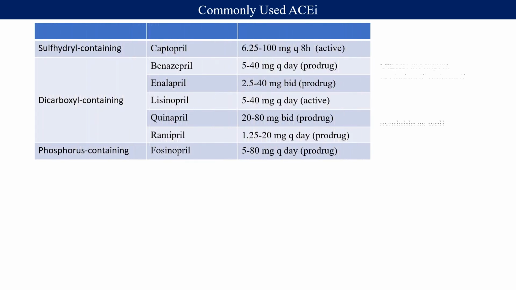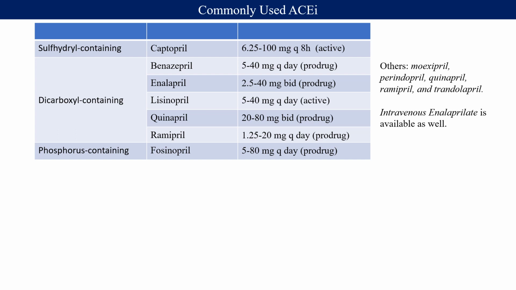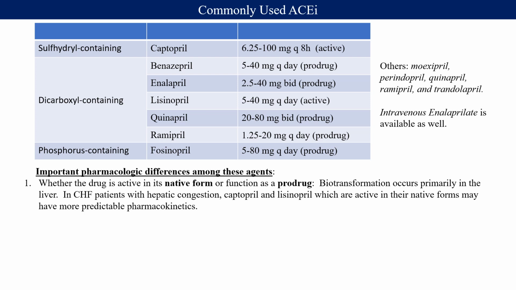Commonly used ACE inhibitors include the following. There are important pharmacologic differences among these agents. Whether the drug is active in its native form or functions as a prodrug. Biotransformation occurs primarily in the liver. In patients with congestive heart failure and concomitant hepatic congestion, captopril and lisinopril, which are active in their native forms, may have more predictable pharmacokinetics.